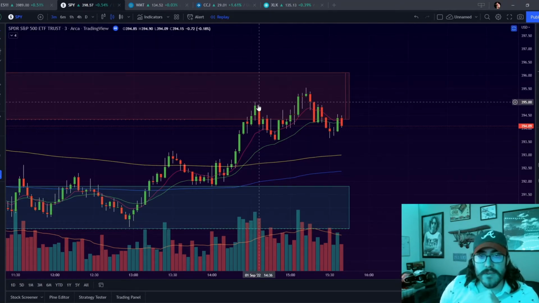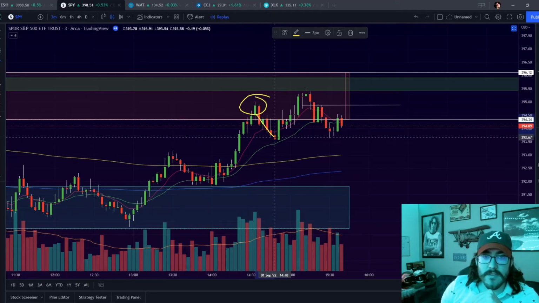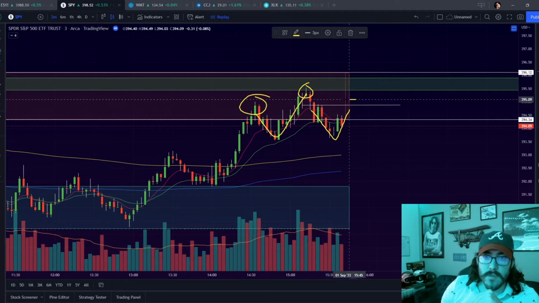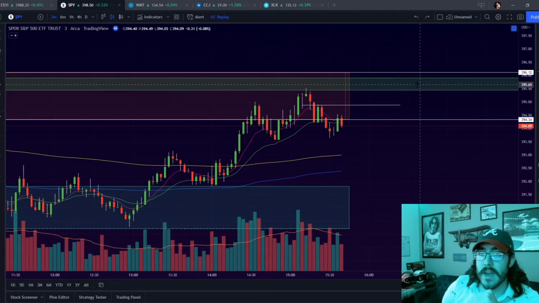Now you guys can probably see how a possible head and shoulders pattern is playing out. This would be a shoulder, this would be a head, and then this could be another shoulder up here, right? So we want to be careful about that. 85% reversal pattern rate.